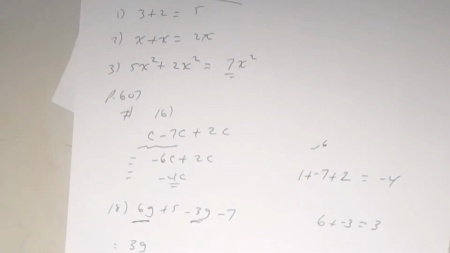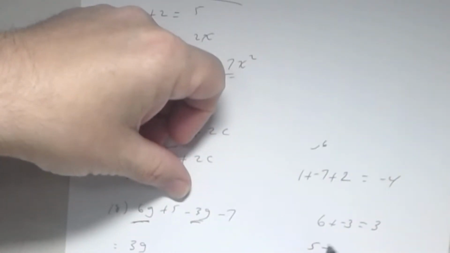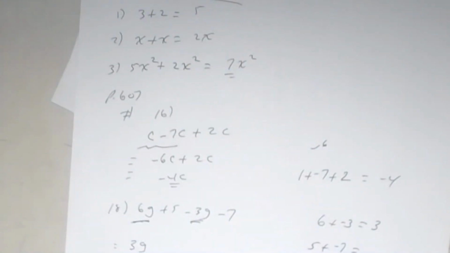Okay? Now let's look at your constants. What's this constant right here? 5 plus, what's this constant right here? So on your calculator, you say 5 plus a negative 7, which gives me what? So this becomes 3g what? Minus 2. Okay, good. Minus 2. Okay, so use your calculator.